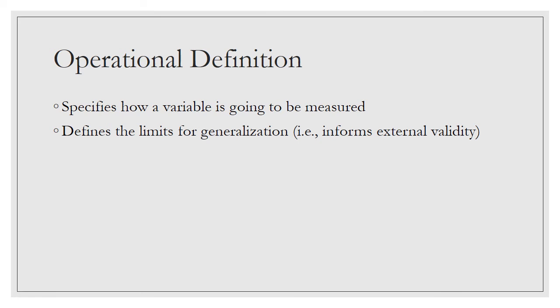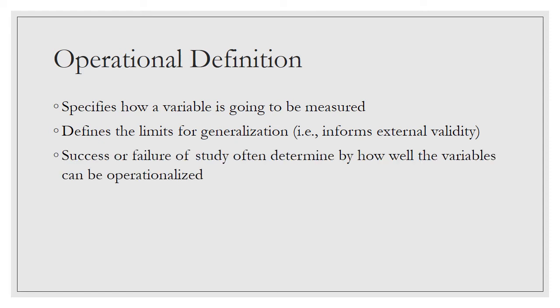This often defines the generalizability of our study. It's an issue of external validity. Who will it extend toward? And of course, success or failure of a study often is determined by how well these variables can be operationalized. We, the researchers, define or make up the conditions necessary to identify the variable.